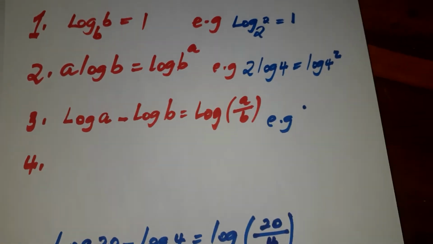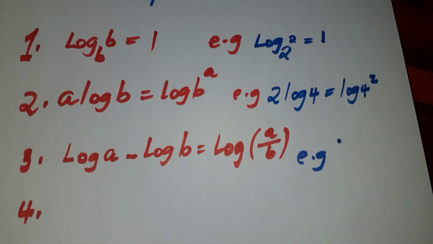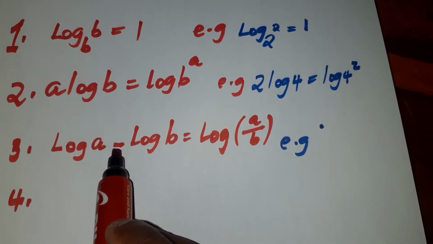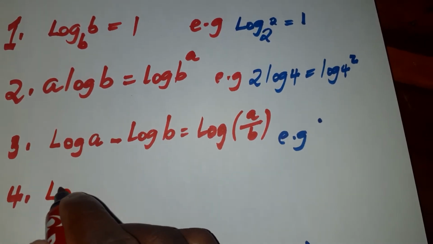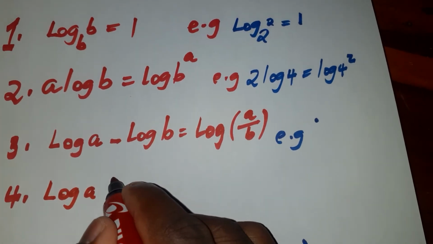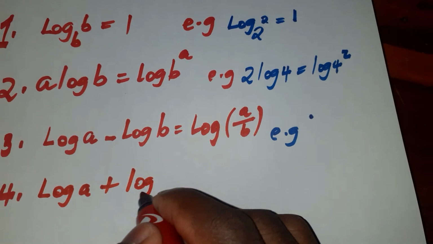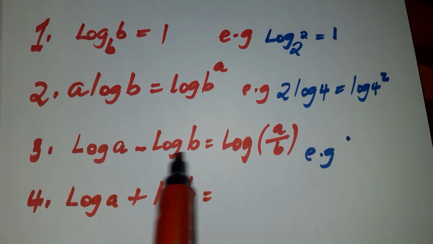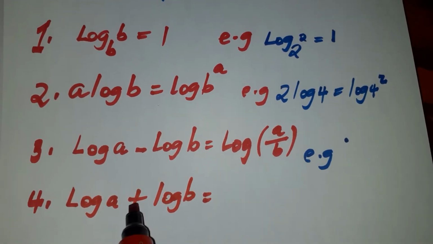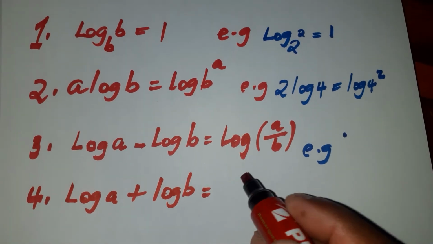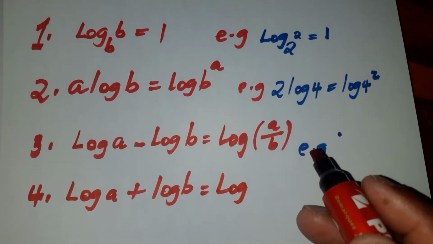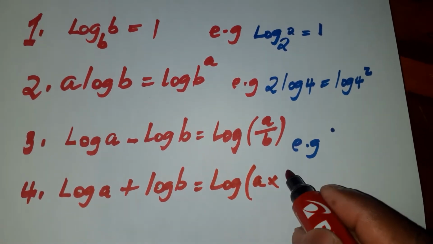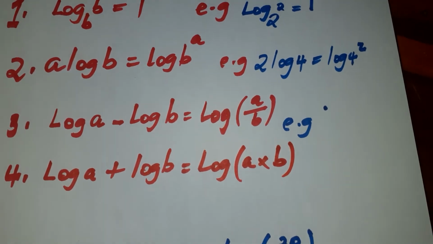Law number 4. Here we had minus. Now what if we have addition? Suppose you have log A plus log of B. Here we have minus, we said bring in division. What about if we have plus? Then we bring in multiplication. Then we just write log of A times B.